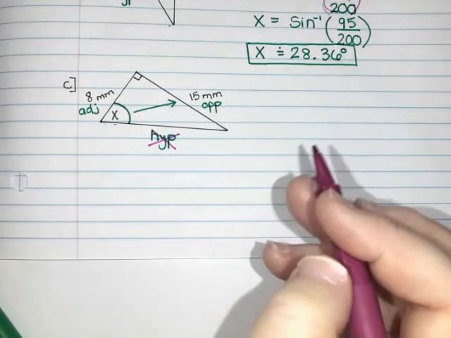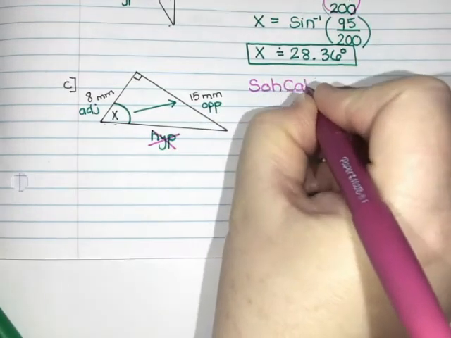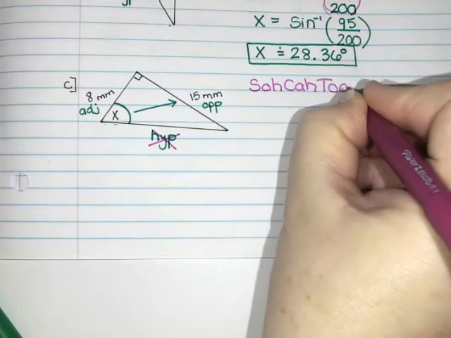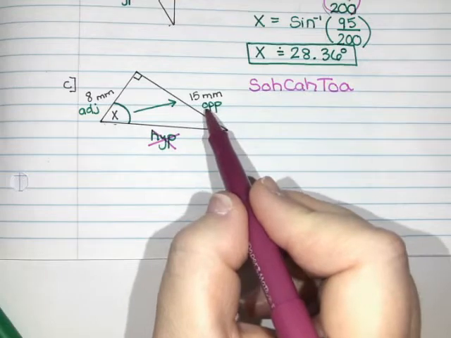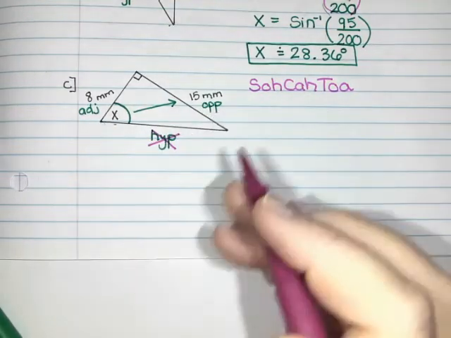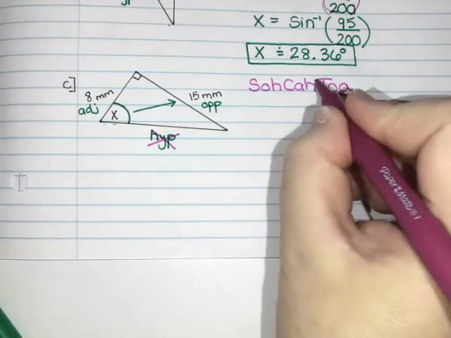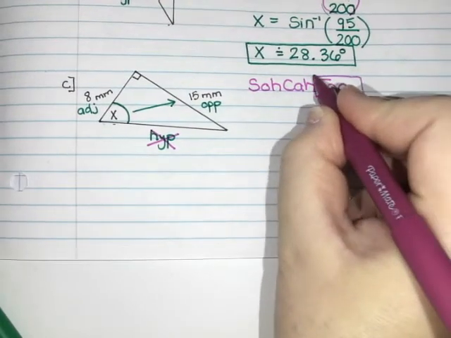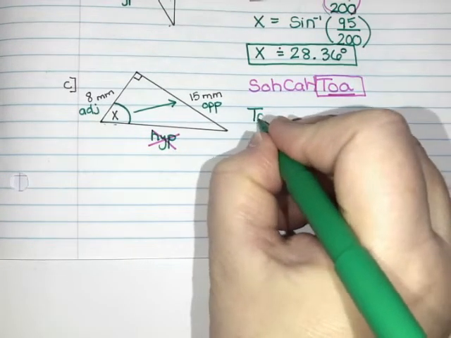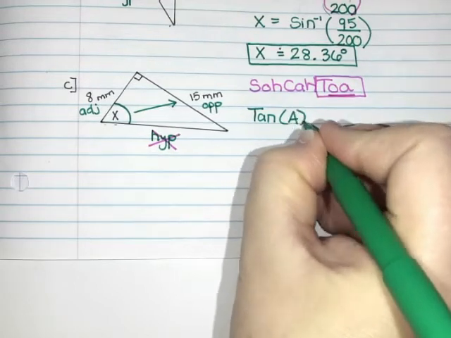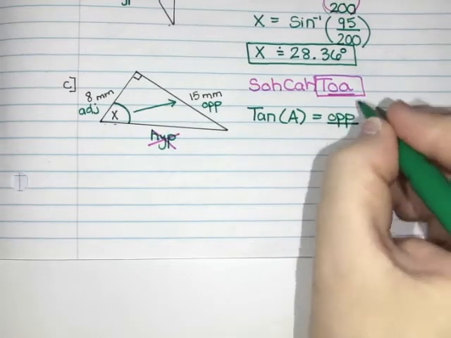So to help me pick a ratio, I use SOHCAHTOA. We are looking for A, the adjacent, and O, the opposite. So I'm looking for something that has an A and an O. So this is OH, this is AH, there's my A and my O, which means we are going to be using the tangent ratio. So tan of angle A is O, opposite, divided by A, adjacent.